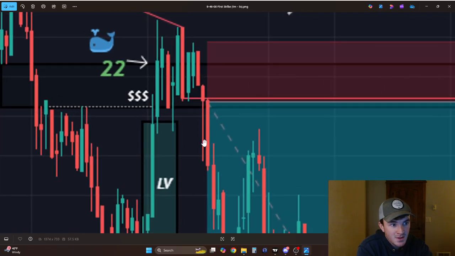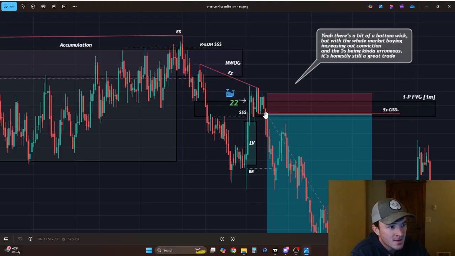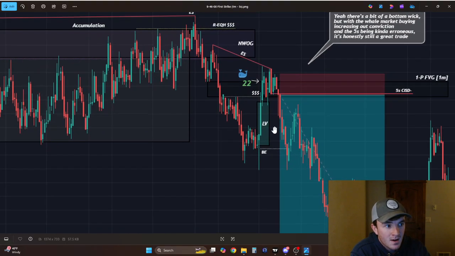And yes, there's a big wick here. But guys, with the 5-second, the thing about it is there's going to be erroneous wicks that would not really be there on the 1 minute, the 5 minute, and the 15 minutes. So even with this wick here, I would still very much consider taking this because it's the 5-second and there's going to be erroneous wicks like that.